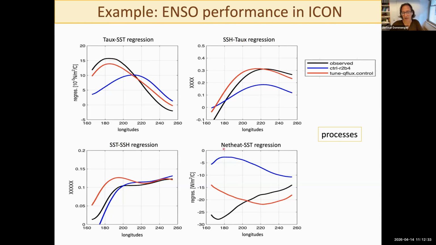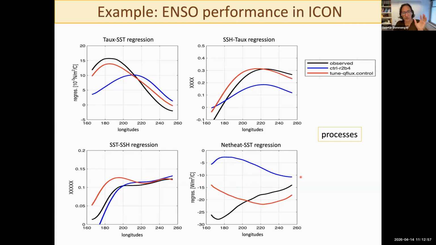And then the other one is the net heat flux, the negative feedback between atmospheric heat flux and SST. That needs to be strongly negative, about 20 watts per square meter per Kelvin negative. In the control one, this was much too weak. There was not much of a negative feedback, but this is now much stronger in the flux corrected run.